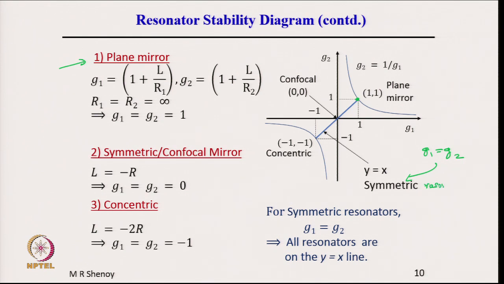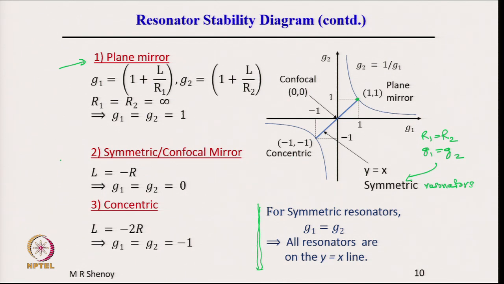What is a symmetric resonator? A symmetric resonator is a resonator which has G1 is equal to G2, meaning R1 is equal to R2. Whenever R1 is equal to R2, that is, if we have 2 mirrors of identical radius of curvature, whether it is plane mirror or spherical mirror, then G1 is equal to G2 and we call these symmetric resonators. It is discussed here. For symmetric resonators, G1 is equal to G2 and all resonators are on the y is equal to x line.